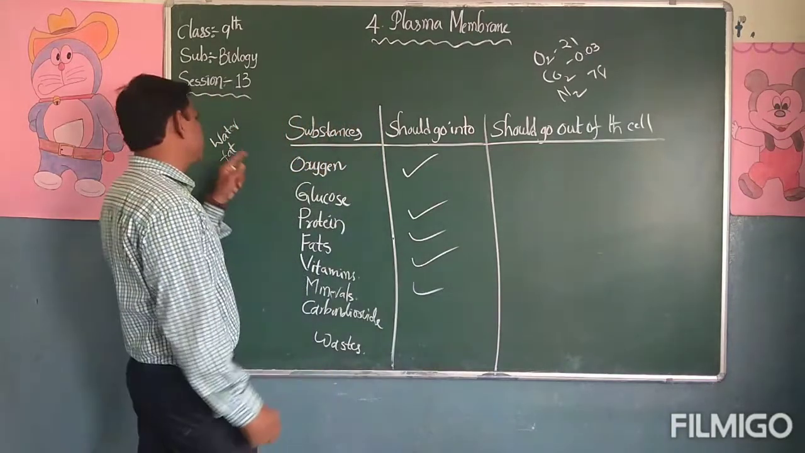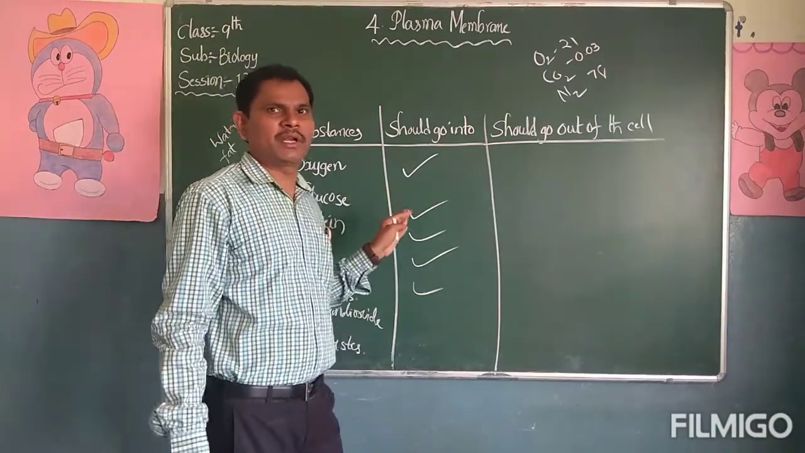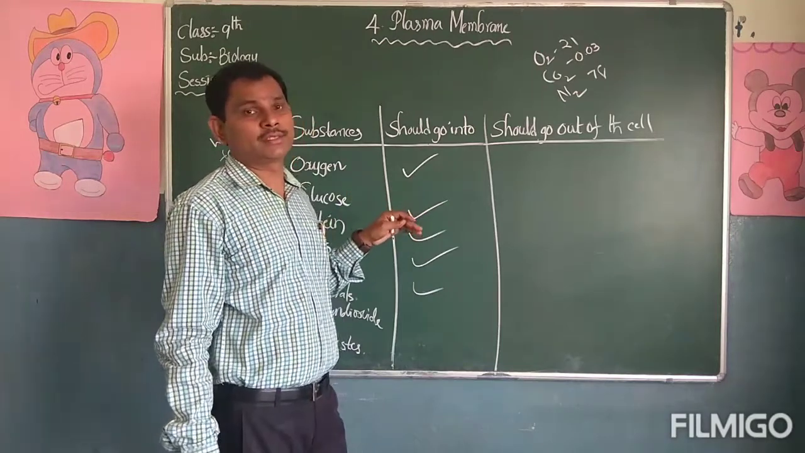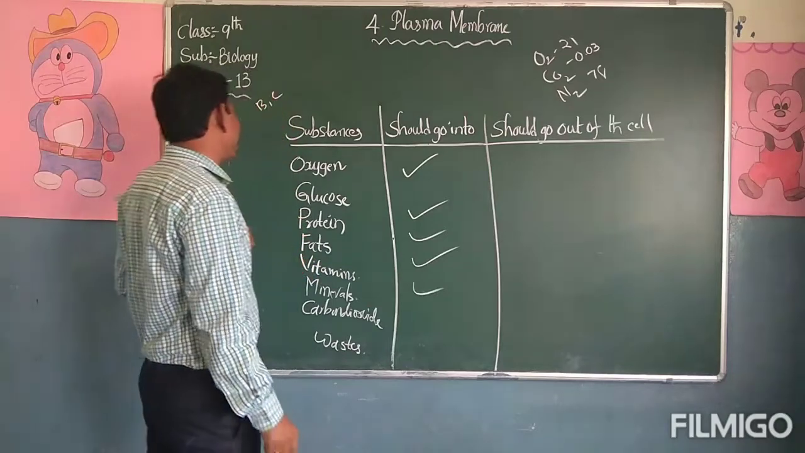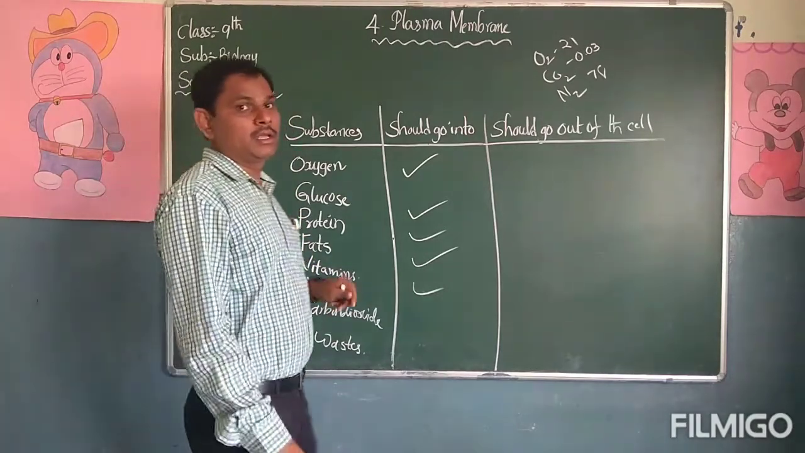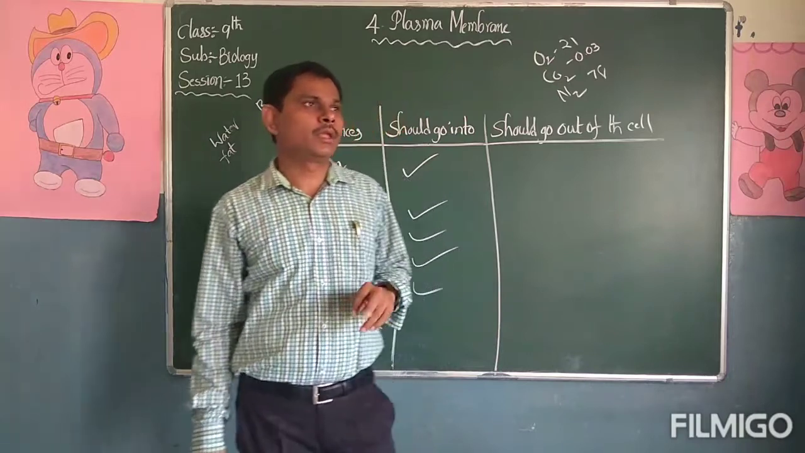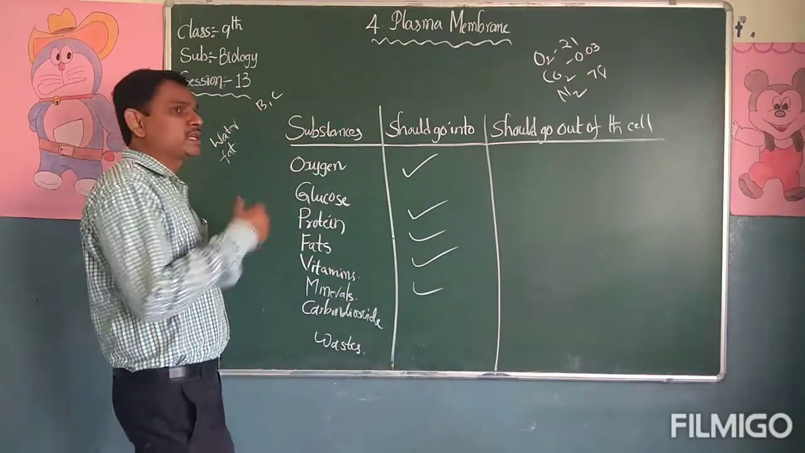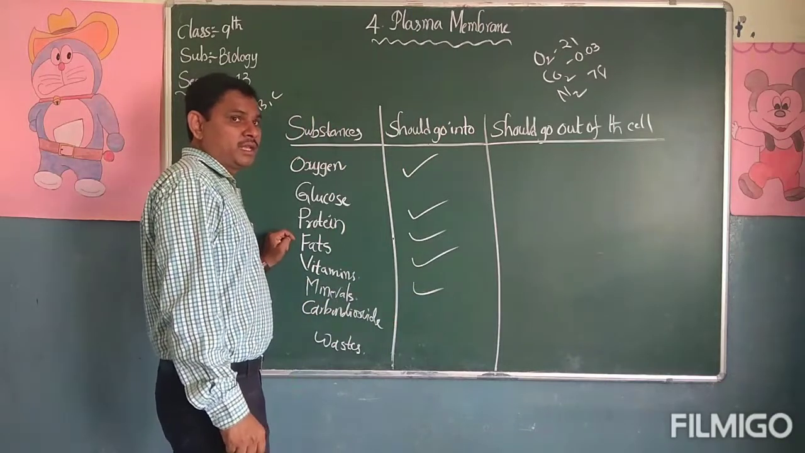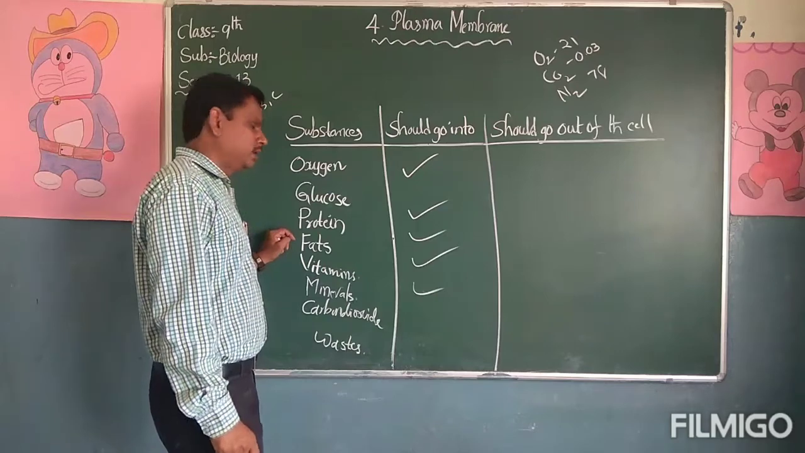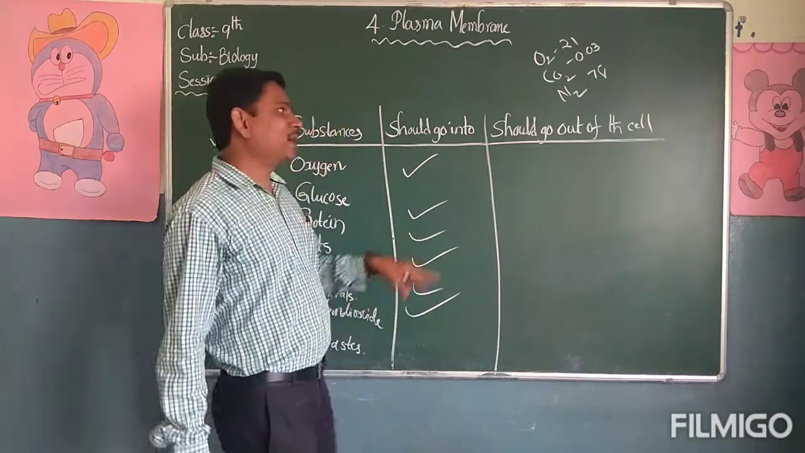Vitamins. Two types of vitamins. One is water soluble: B and C vitamins. B complex: thiamine, riboflavin, niacin, pyridoxine, cyanocobalamin, pantothenic acid, folic acid, biotin. C vitamin: ascorbic acid. Fat soluble: A, D, E, K vitamins, retinol, calciferol, tocopherol, phylloquinone. Vitamins are required for our body, so they go into the body. Minerals: we get minerals from water and food materials, and they go into the body.